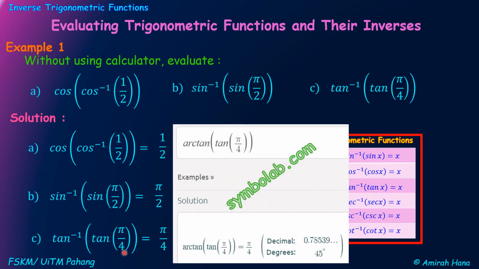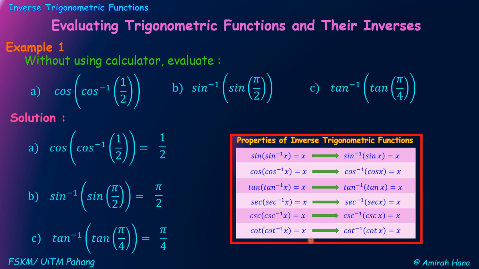And then C, inverse tangent means arc tangent and then tangent pi over 4. Using Symbolab, the answer equals pi over 4, or in decimal 0.78539 something, or in degrees 45 degrees. That's how we evaluate trigo functions and their inverse. We can straight away simplify using the properties of inverse trigo functions, and this formula we discussed in the previous video.